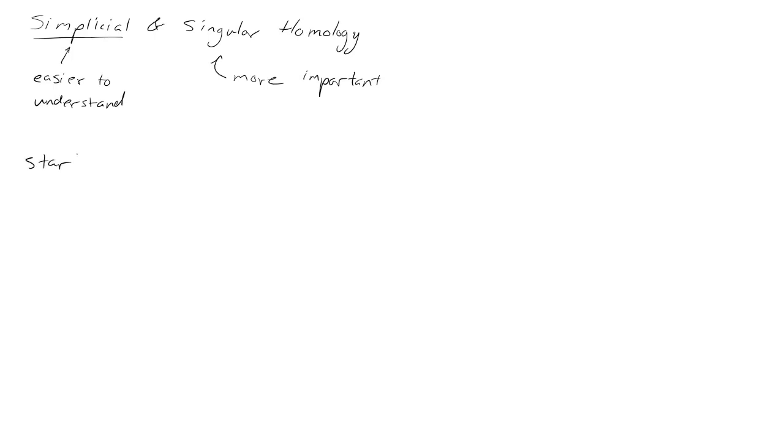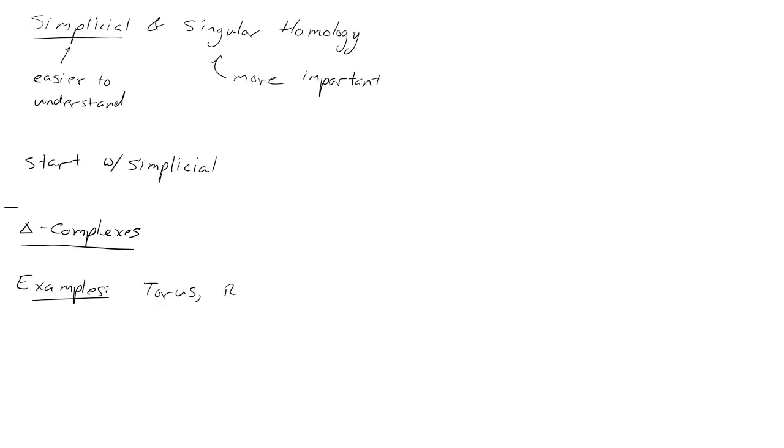So let's start with simplicial homology. In particular, we're going to be talking about delta complexes. So we're going to be starting with delta complexes. Now, in order to understand delta complexes, we're going to look at three examples. In particular, we're going to be looking at the torus, the real projective plane, and the Klein bottle.